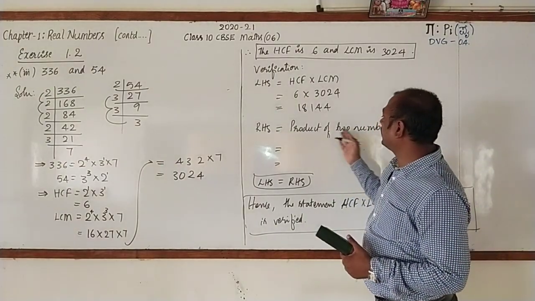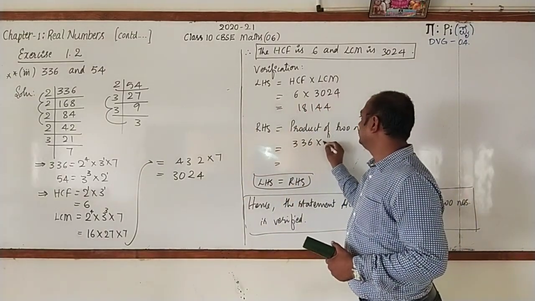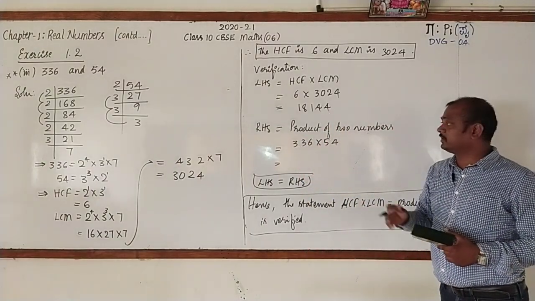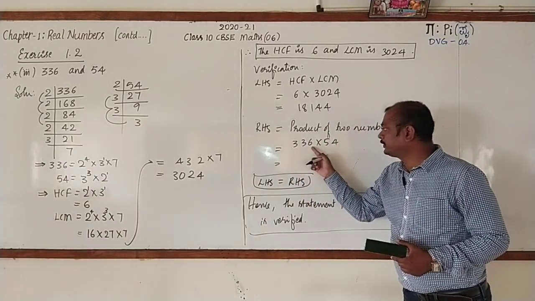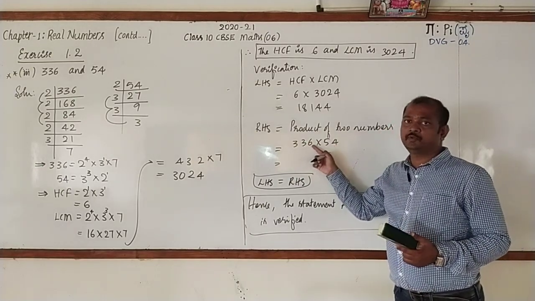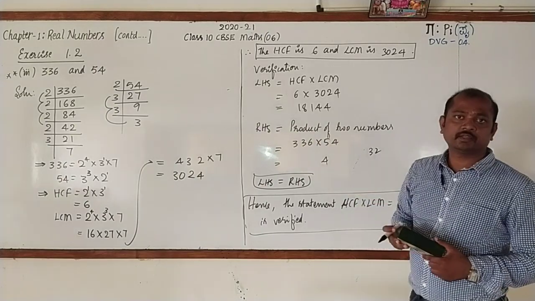So 18,144. Next, product of two numbers. The numbers are 336 into 54. Here, the number 54 is there. It is also simple. See that 6 sixes are how much? 36. 4 sixes are 24. 24 plus 3, 27. 2 is the carry.